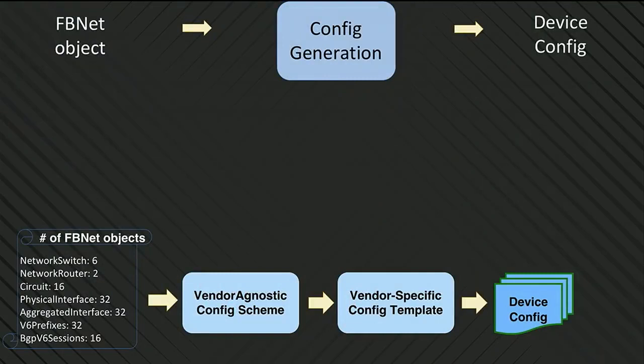With network design change done, then we need to move to the config generation stage. Remember, config generation feeds the AppNet objects to a vendor-agnostic config schema, and then combines with a vendor-specific config template to generate device configs.